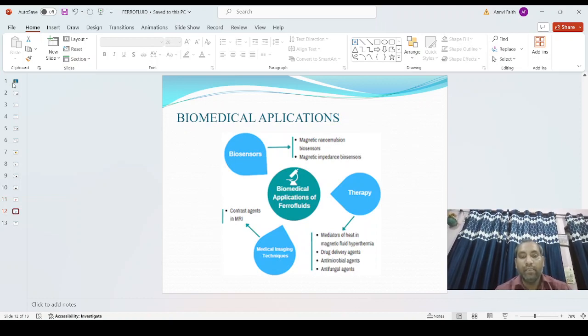Also, in the field of biomedical, they are very much used in biosensors, some therapy, medical imaging technology, and also in targeted drug delivery systems. In this case, basically, we are looking to heal some portion of the body. Simply by applying a magnetic field over some material coated with nanoparticles, they will come through the veins, and by applying the external magnetic field, they will be carried to that point to heal. So these are the various possible applications of ferrofluids.